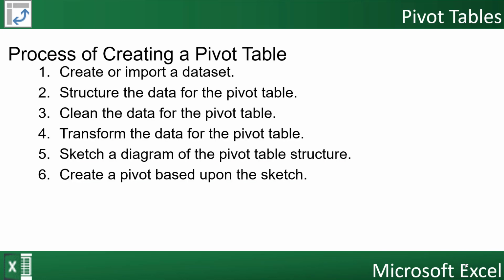If you're starting out working with pivot tables, having a generalized list of steps to follow may be useful to help you get comfortable working with pivot tables. The first step is to create or import a dataset from another worksheet or application. Next, you'll need to structure your data in a format that Excel can use to create a pivot table. The third step is to clean the data so Excel will accept the data for the pivot table. The fourth step is to transform the data so that it will provide useful results.